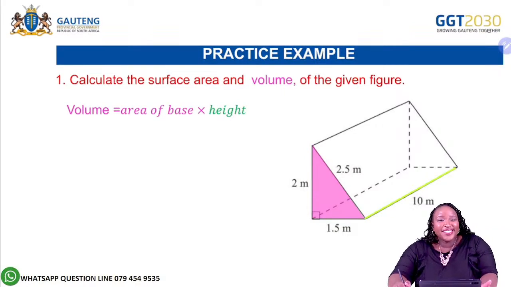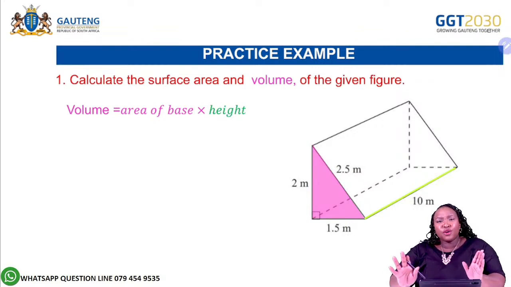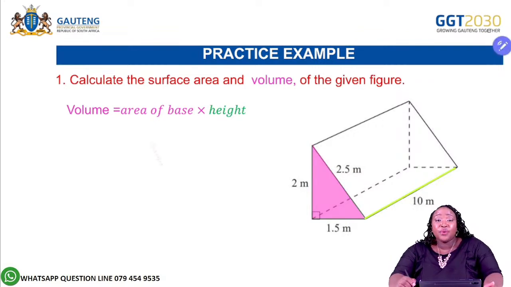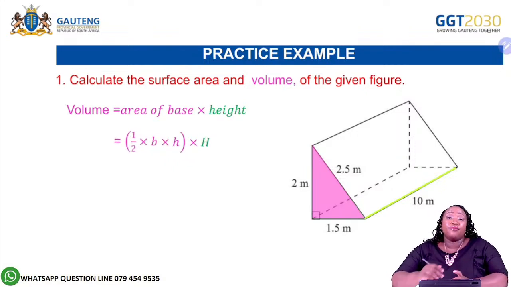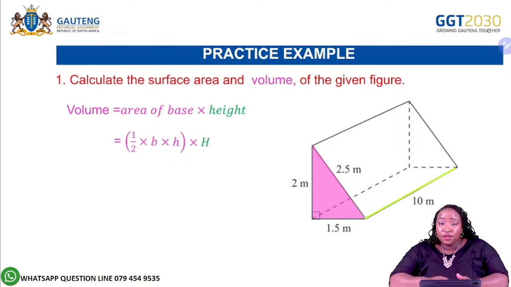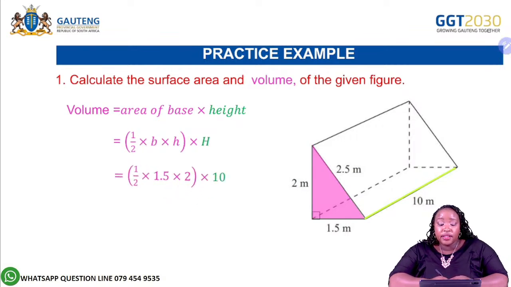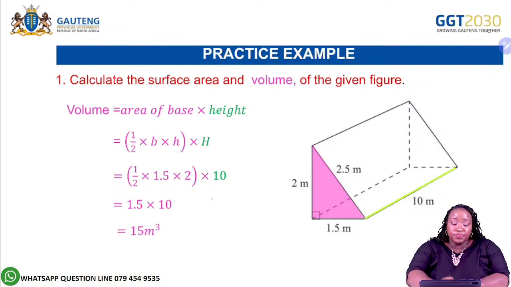Okay, did you manage to calculate the volume? I know you did. I have full confidence in you. So what we want to do here is substitute into the formula: half base times height of the triangle, multiplied by the distance between the two bases. So you have half times 1.5 times 2, multiplied by 10, and you get it to be equal to 15 meters cubed.